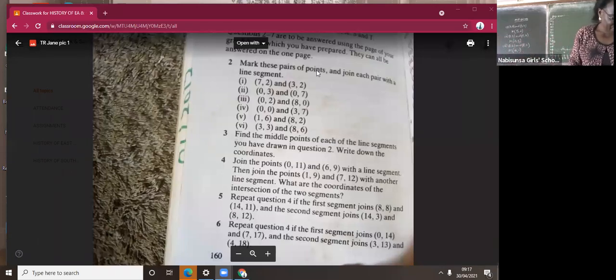Now, I believe you plotted the other points, did you? Yes. Which points? 0, 0, and 3, 7. Now we are having the other points. We have (0, 0) and (3, 7).